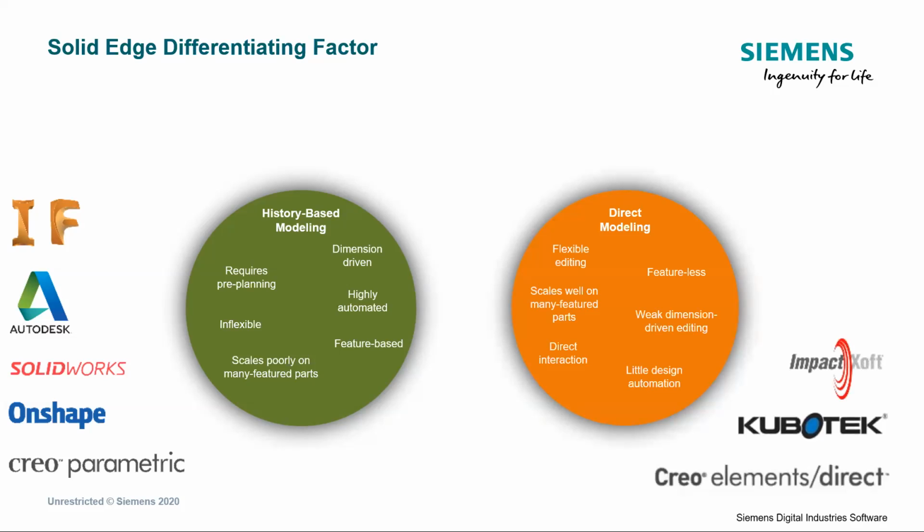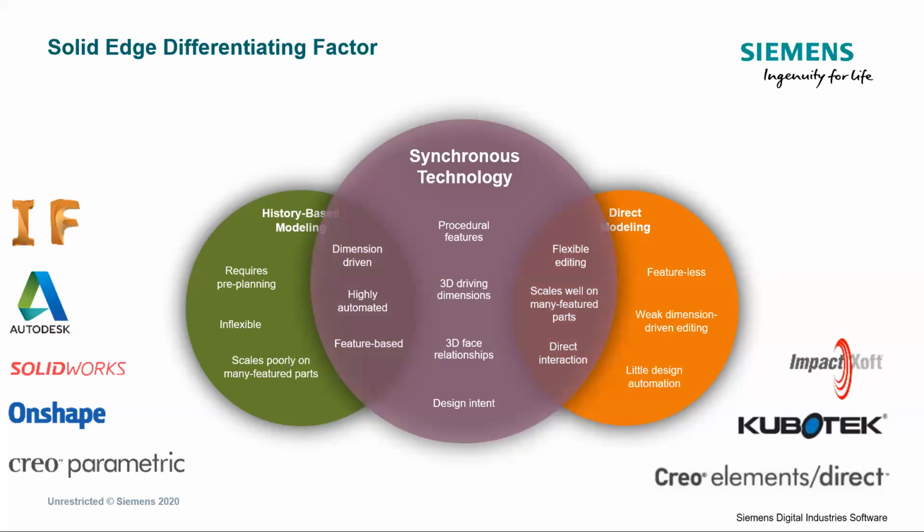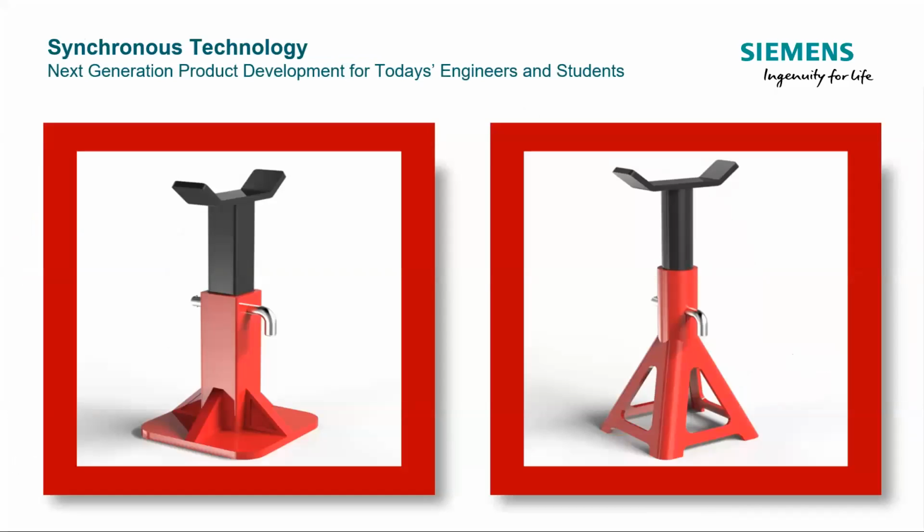So what Siemens has done is take the advantages of both direct modeling and history-based modeling to come up with a new technology, which we call synchronous technology. Basically, this gives you the best of both design approaches, history-based as well as direct modeling, along with some added benefits like 3D face relationships and 3D driving dimensions as well. So let's have a look at synchronous technology in action. What you see on the left-hand side is the original design of the jack which was created.